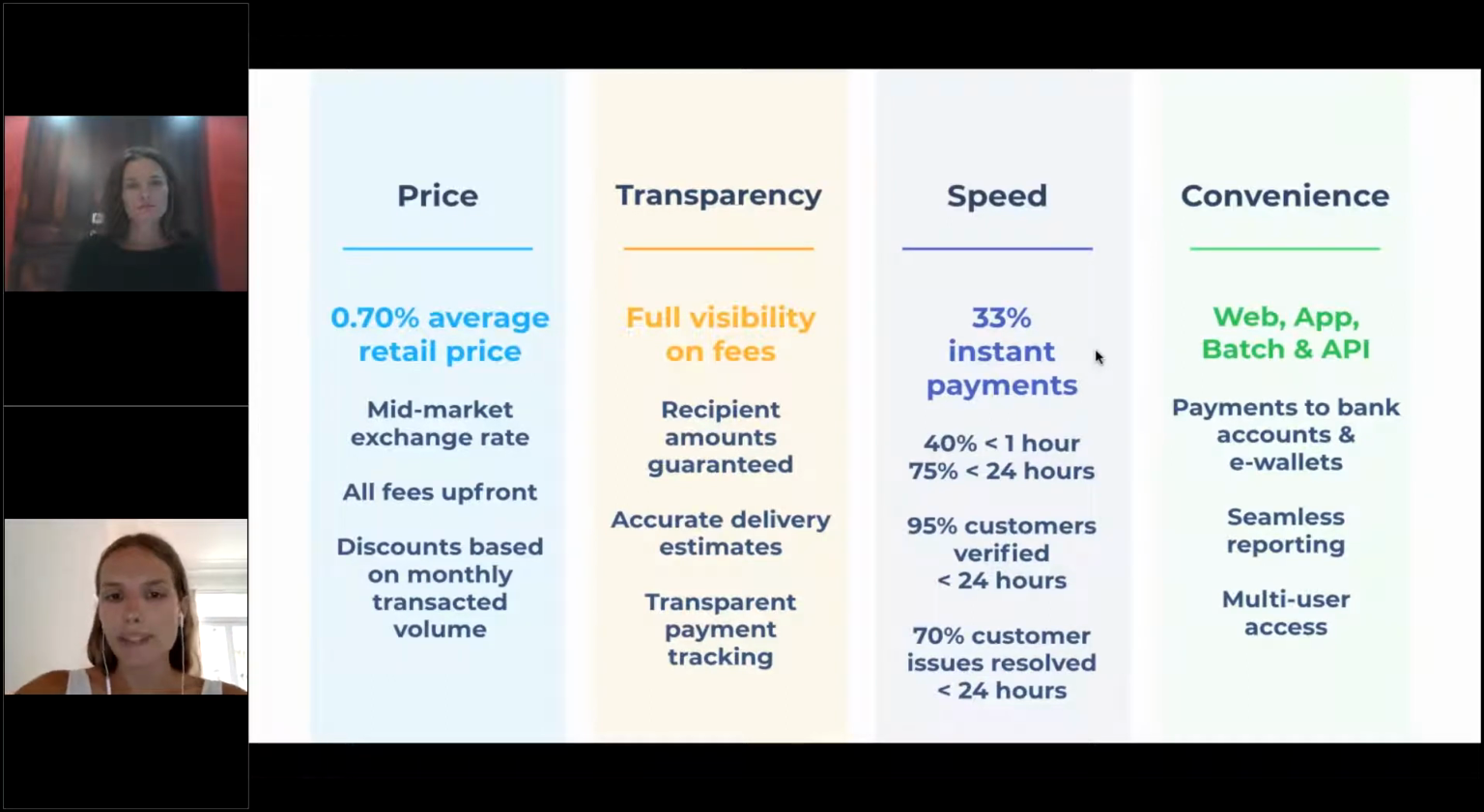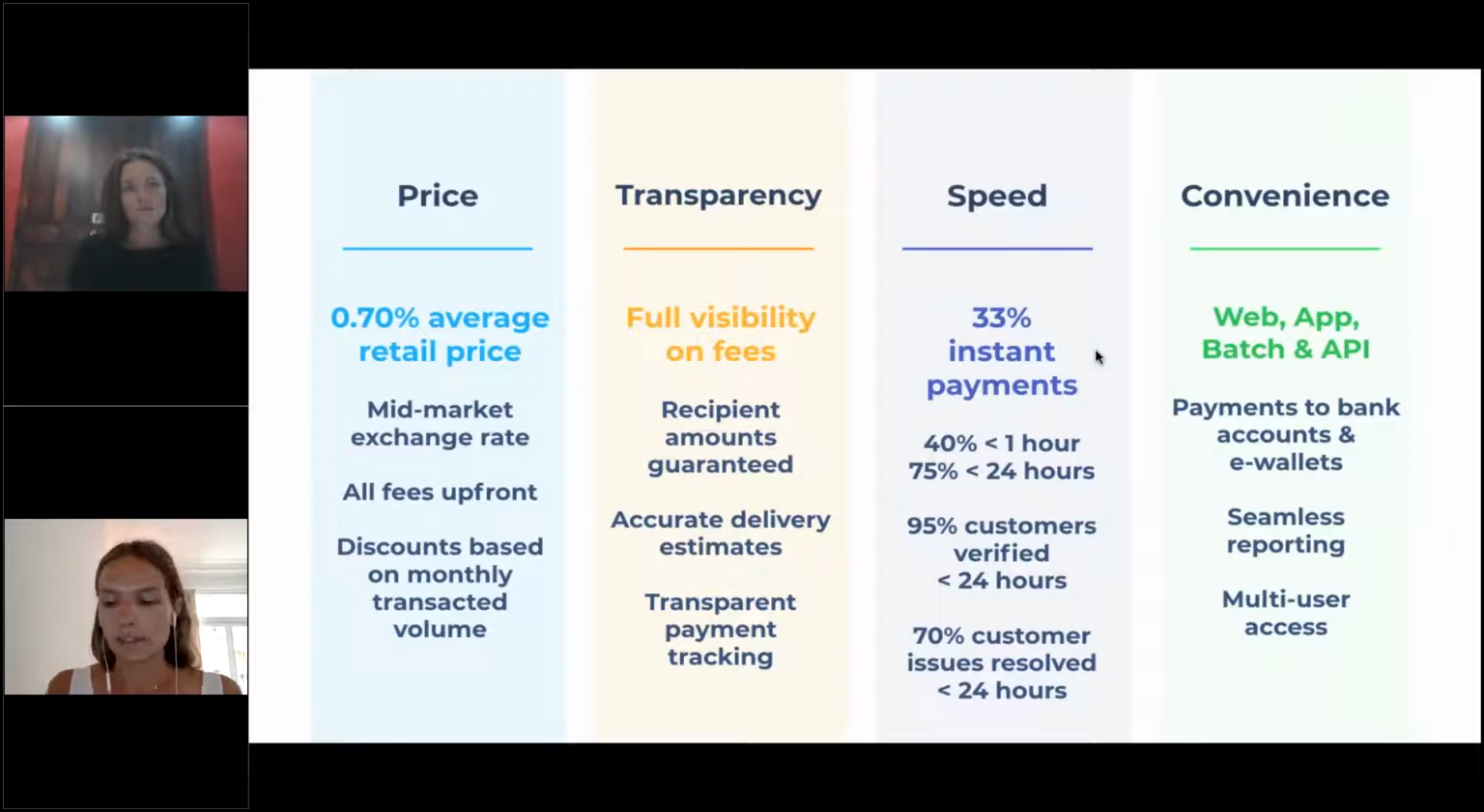Another pillar is transparency. So the idea is for you to be in the know at all times of what's happening with your payments. So being in the know of how much it's going to cost you, and being in the know of where your money is and when it will reach your recipient. So at Transferwise, there's full visibility on the fees. We always tell you exactly what you'll be paying for. But there's another aspect of transparency, and we really take it to the next level.